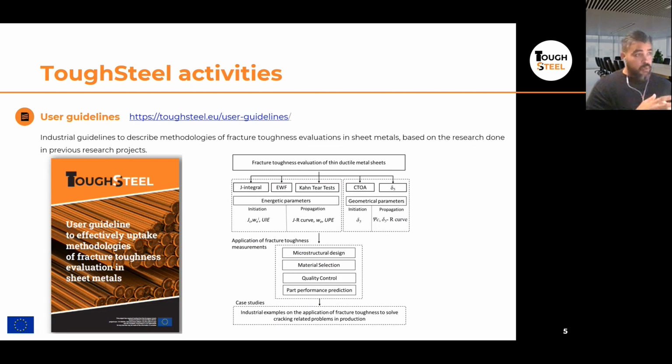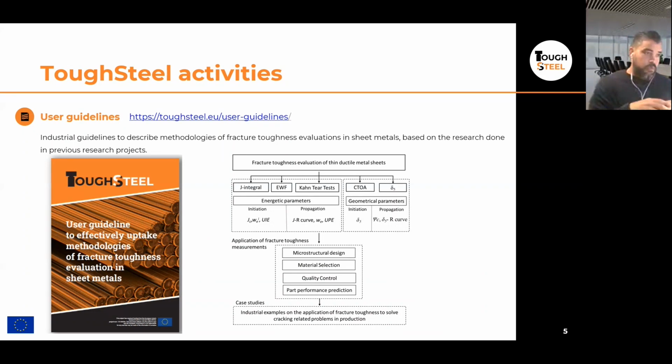Then another important part, or another of the main results of this project, is the elaboration of these user guidelines, which are also available. The document can also be downloaded on the website. This is a document that we elaborated at the beginning of the project as a public deliverable, with the aim of providing useful information to better understand how to measure the fracture toughness of thin ductile metal sheets. So here we describe different testing methods available, standard and non-standard testing methods, the meaning of the different fracture parameters, etc. So it's relevant information about the measuring of the plane stress fracture toughness of thin ductile metal sheets.